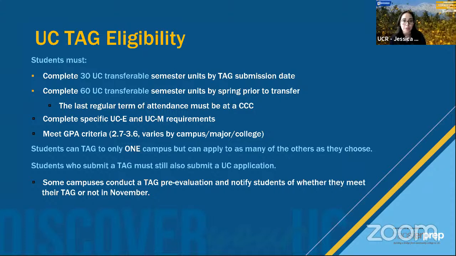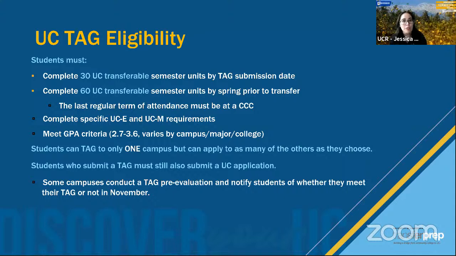Your last regular term of attendance, so spring typically, should be at a California community college. There are some stipulations, some campus-specific requirements with your last term of attendance and full-time status, but that's getting a little bit more campus-specific and into the weeds. Keeping it general, you must also complete your specific UCE and UCM requirements. So those transferable English and math requirements that we were talking about earlier as part of the 7-course pattern. Usually those courses do need to be completed by certain semesters, and that can vary by campus. We'll get into that in a couple of slides.